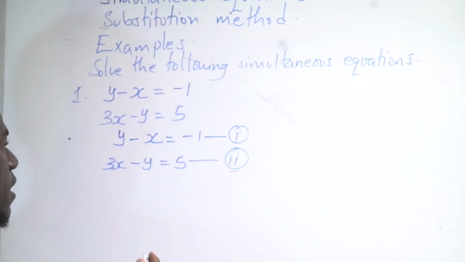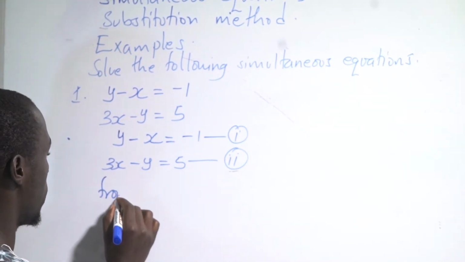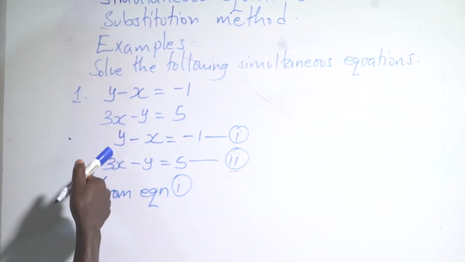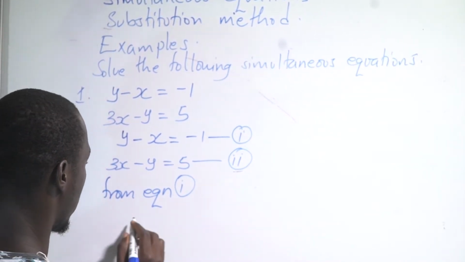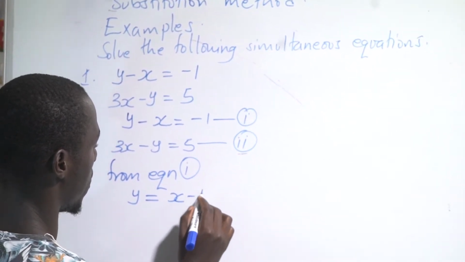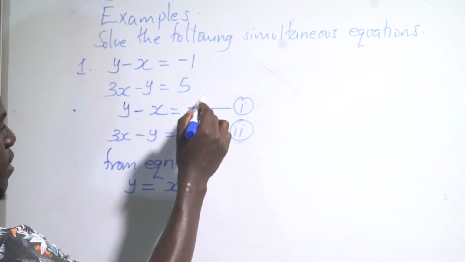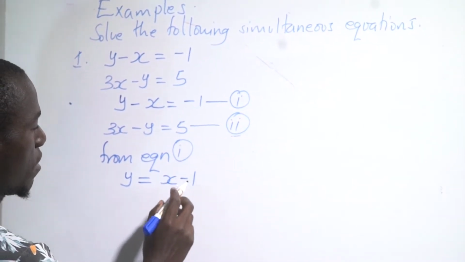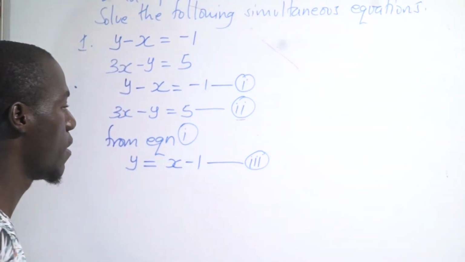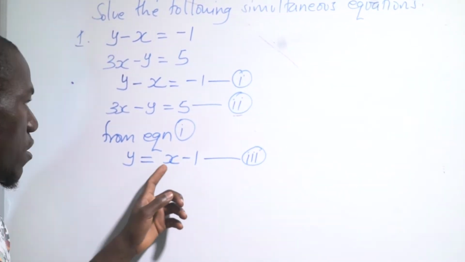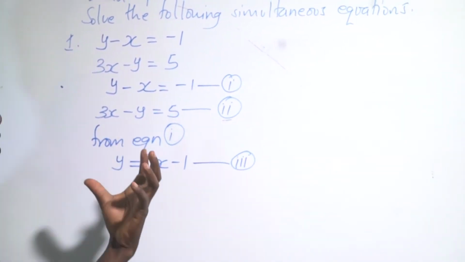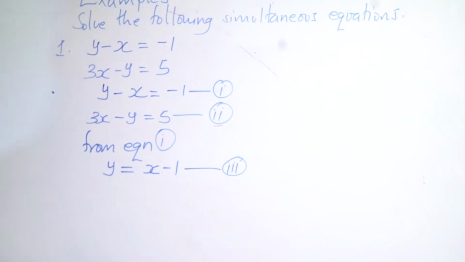That is, for me, from my equation 1, I can make my y the subject, that is y is equivalent to positive x minus 1. I've taken the negative x the other side to become positive, then minus 1. Then I label this one as equation 3. Then now I'm going to put equation 3 into equation 2 such that I can eliminate one of the unknowns.